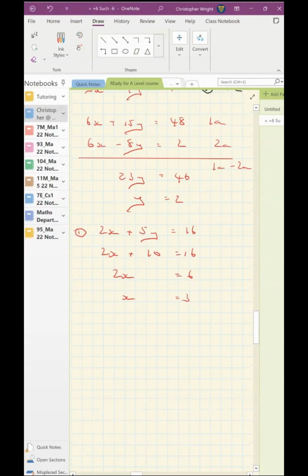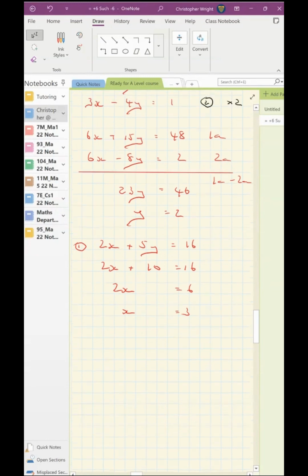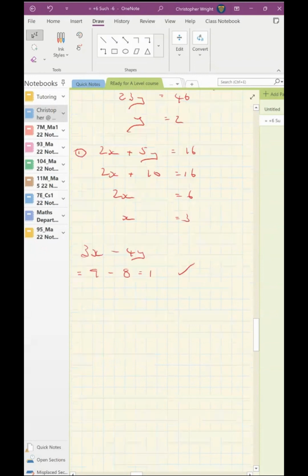I need to check my solutions, of course. Going back to the original equation 2, apparently 3x minus 4y should equal 1. Let's see what it does equal. 3 times 3 is 9. Minus 4 times 2, look at that, it does equal 1. So my answers satisfy equation 2 and equation 1, so I can write down my solution at the end. I'll try and write it down correctly. There we go, x is 3 and y is 2.